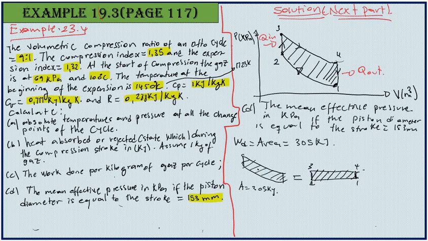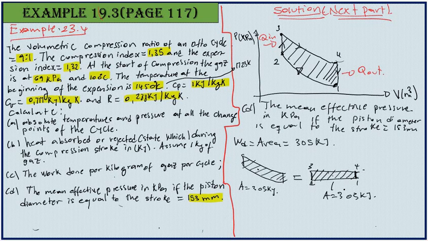So it's basically the pressure of that point, which is the same as the pressure of this point. So here we need to use this transformation. We need to go from this shape to that one in order to determine the pressure. Now if both shapes have the same area, I'm going to say that the area of that shape is also equal to 305 kilojoule.